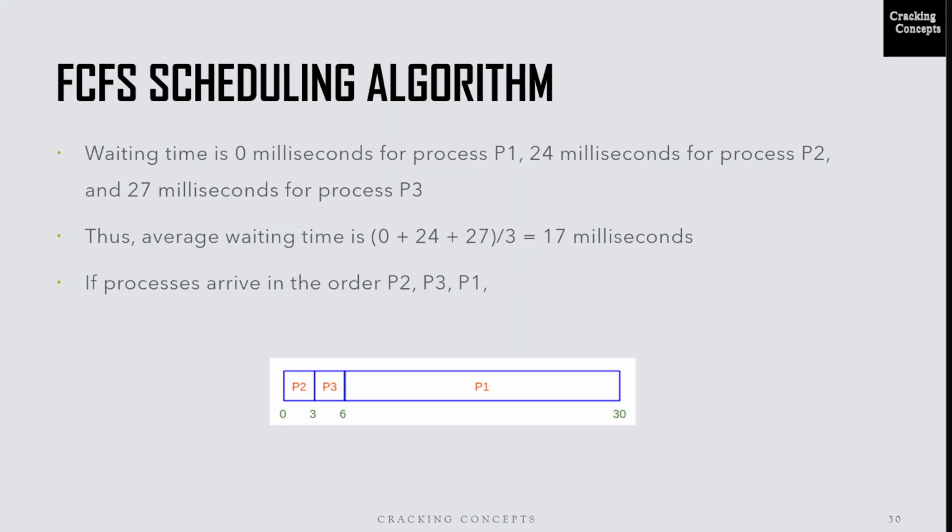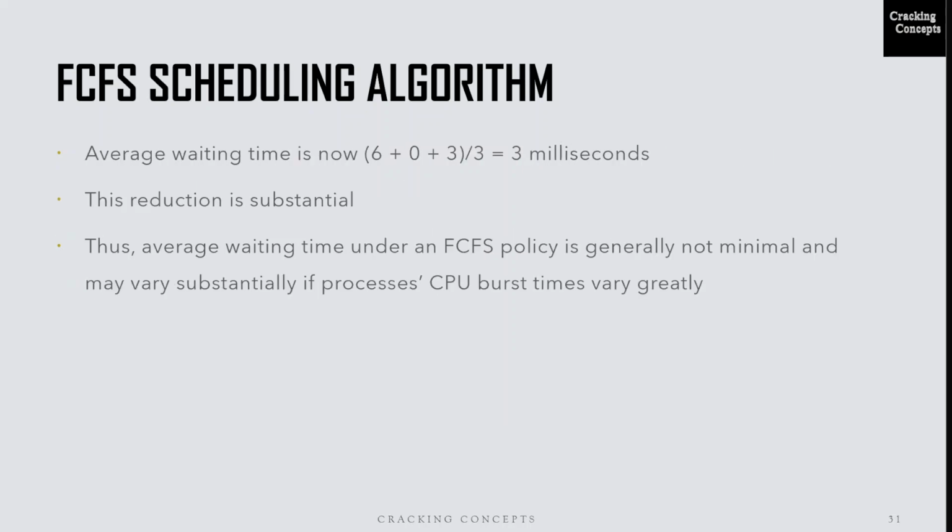Now if the processes were arriving in the order P2, P3 and P1, this will be the resulting Gantt chart. Here the waiting times are 0, 3 and 6. So the average waiting time will be adding these values together divided by 3, which is 3 milliseconds. This reduction is substantial. Thus, the average waiting time under an FCFS policy is generally not minimal and may vary substantially if the process CPU burst times vary greatly.